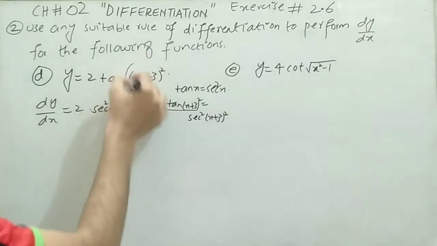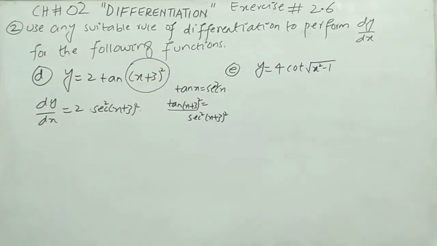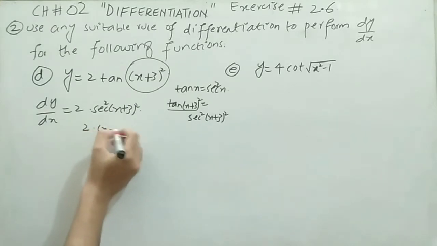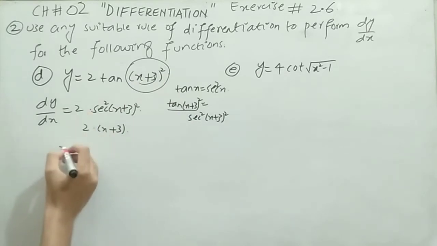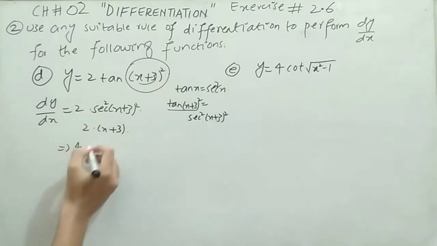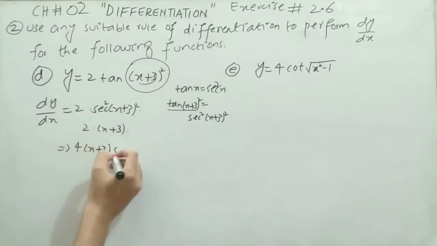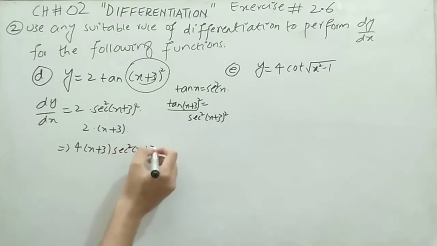Now also take the derivative of this inner function. So according to the generalized power rule of differentiation, 2 will come to the front and subtract 1 in the power. So it becomes 2 times of x plus 3, and the derivative of this inner function is just 1. So the whole result will be 2 multiply 2 gives us 4 x plus 3 and multiply secant square x plus 3 whole square. So this is the required derivative for the part number D.